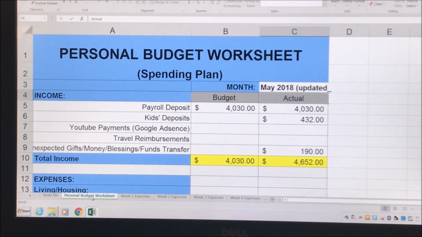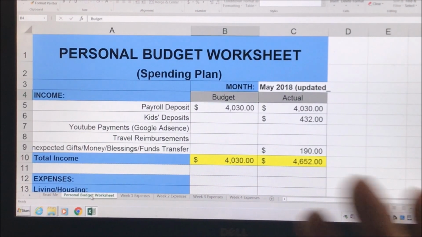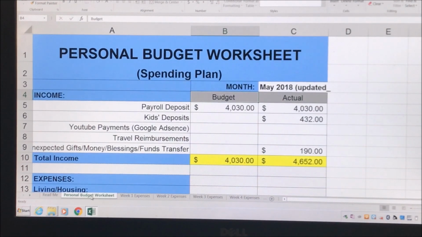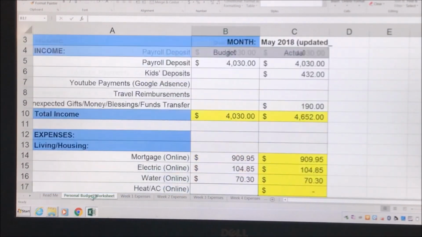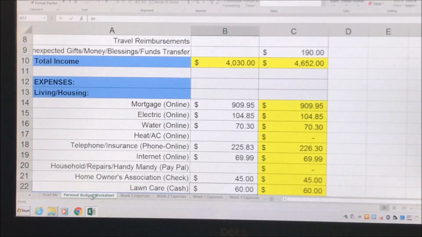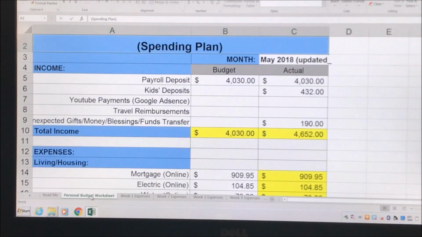And so when I'm setting up my budget, which is days before I actually get paid, I am putting in what I think I'm going to make, or at least I put in what my bills are going to be, and then I can always go back in and put in my budgeted amount for payroll. So if you notice here, this was one of my first challenges this week.